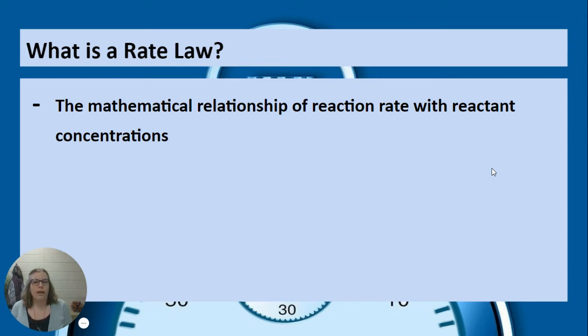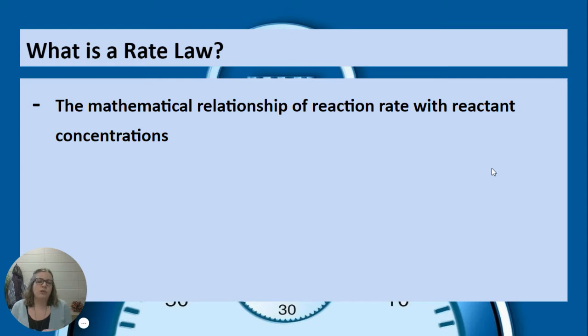What the rate law tells us is the relationship between that one factor we talked about before that affects reaction rate, which is the change in concentration. What I mean by this is, if I double the initial concentration of my reactants, what's going to happen to my rate? Is it going to stay exactly the same? Will it double? Will it quadruple? How is that going to change?